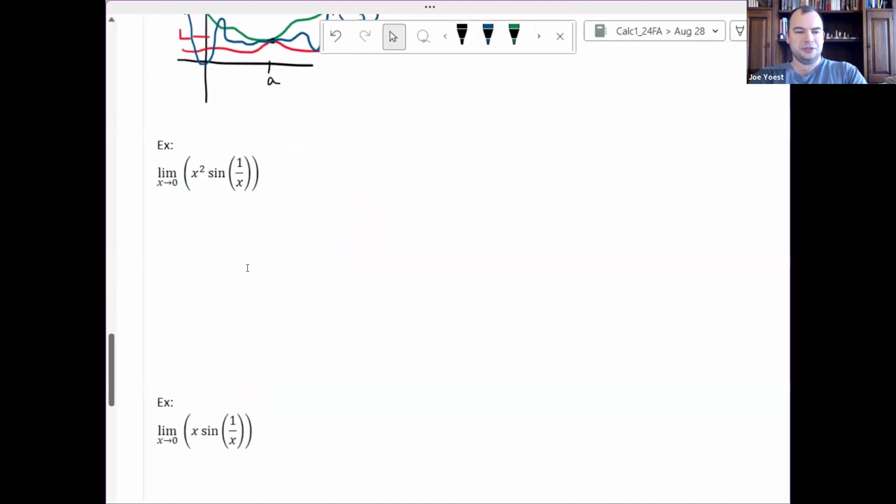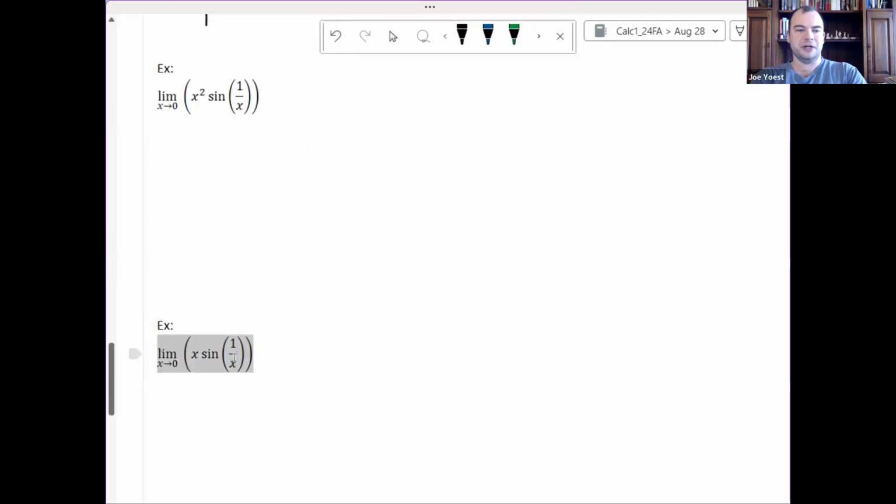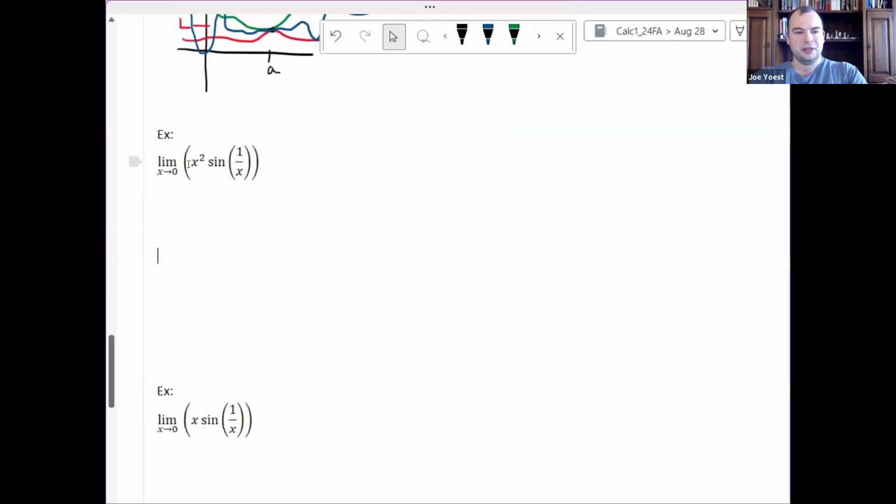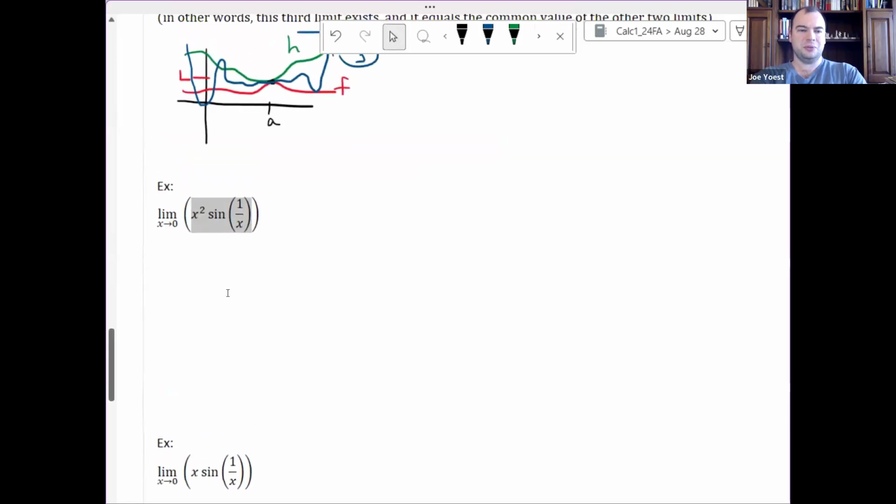Okay, so let's look at two examples. One of these we've seen before. We investigated it with the calculator, but now we have a different tool. We're going to see that there's a nuance that pops up in the second one. So let's take a look at the first one, which avoids that nuance.